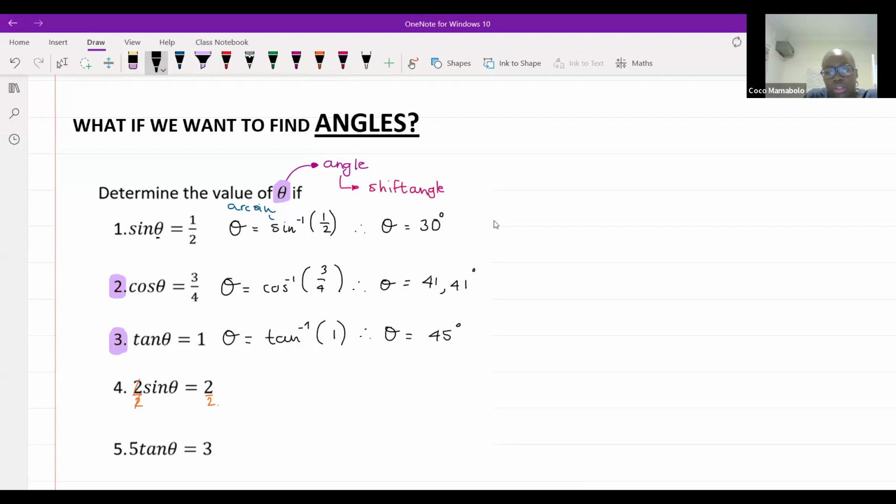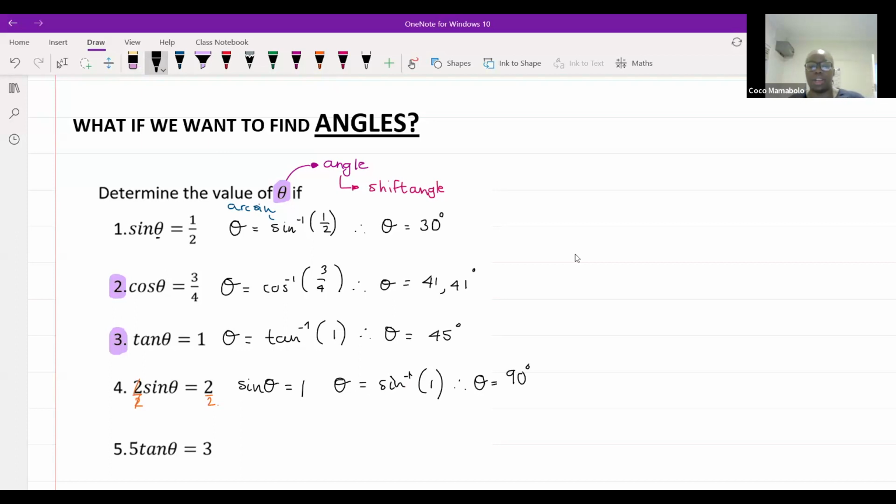So what I'm going to get over here is sine of theta is equal to 2 divided by 2, which will give me 1. And now I still want theta, so I have to go theta is equal to arc sine of 1. Therefore, theta is equal to, somebody give me an answer, 90 degrees. Beautifully done, Emmanuel. Good. All right, let's quickly do number 5.